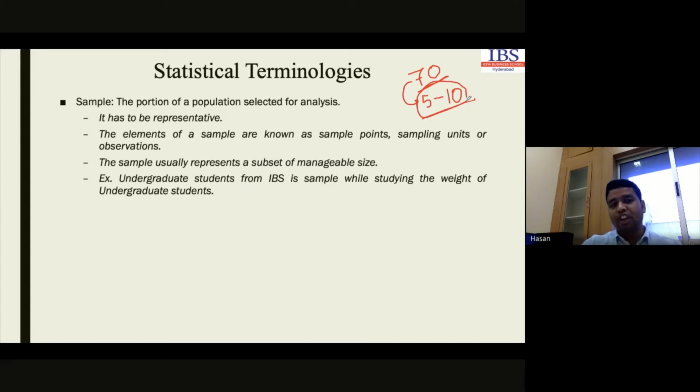A certain proportion of a population is a sample. Obviously, it should be representative of the entire population. For example, if we consider 5 to 10 students in your BBA batch, whatever we are studying over these 5 to 10 students will be applied to the entire 70 students. That means these 5 or 10 students are the representative of the 70 students, so they are the sample here.